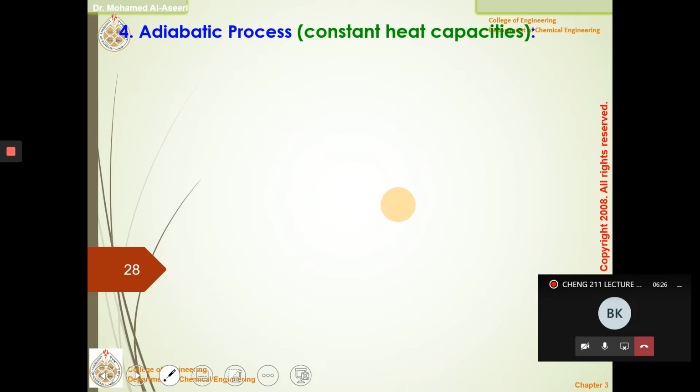Okay, so to start with today, it's the adiabatic process. Adiabatic process simply means we have no heat transfer. This is what we mean by adiabatic. But I want to add one thing here.